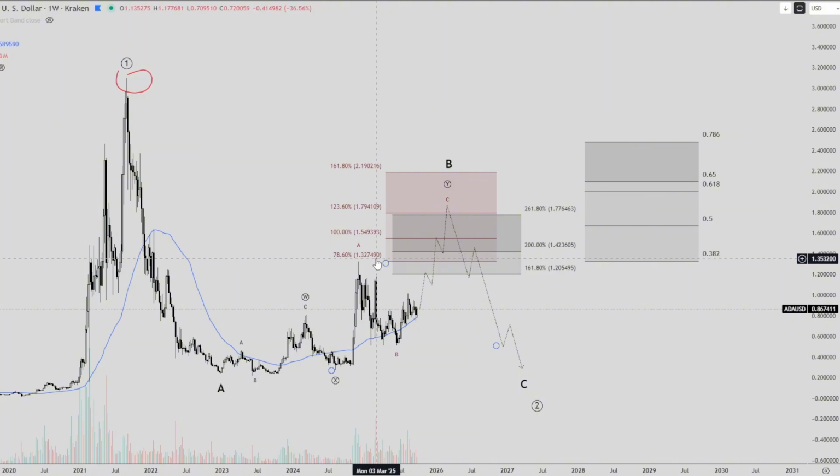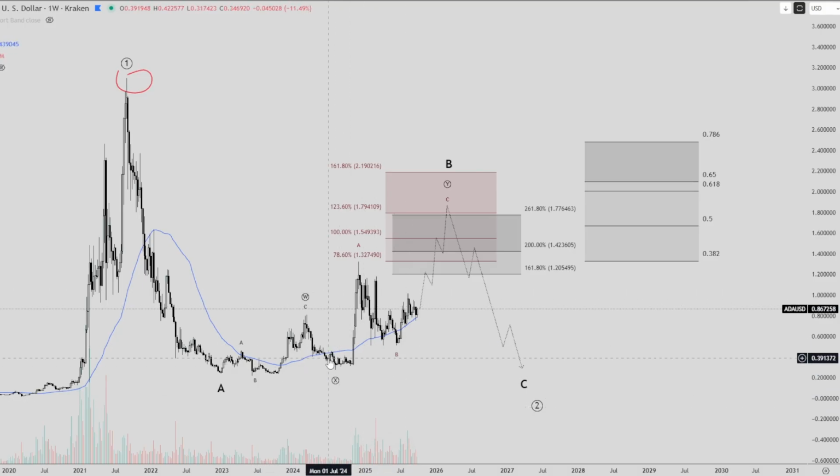The C wave sometimes is underwhelming. Most of the time, it is actually the opposite. It is a little bit longer. So we would expect at least $1.50 and maybe even $1.80 here at the 123.6 extension level. So if it really extends, maybe we can wick into the $2 area right here into this golden ratio, but I don't think it would be sustainable.